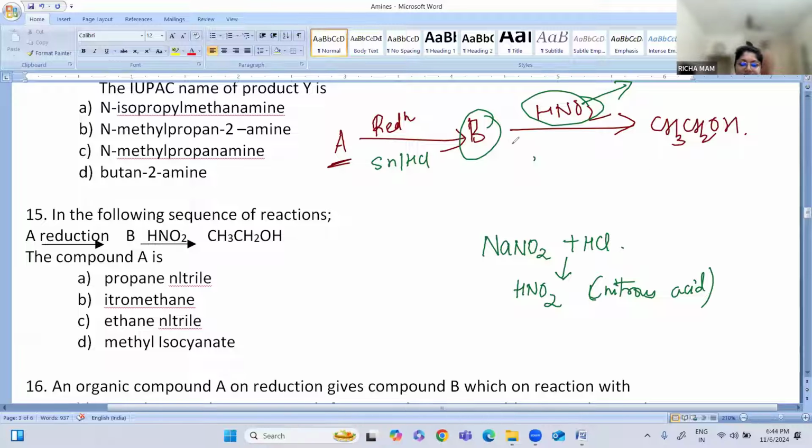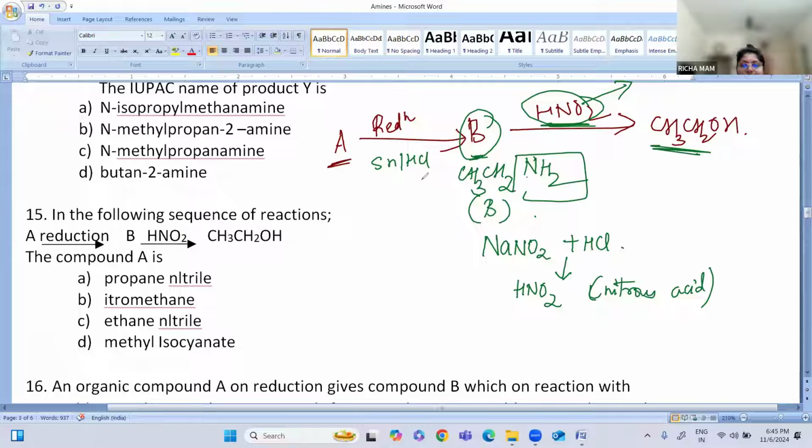So here in your B, there should be an aniline group, because diazotization can only be done on amines, right? So containing NH2. So here in your B, NH2 should be present, and you are going to get CH3, CH2, NH2. If you treat it with nitrous acid, what will happen? You are going to get your ethanol. So yes, this is your B.